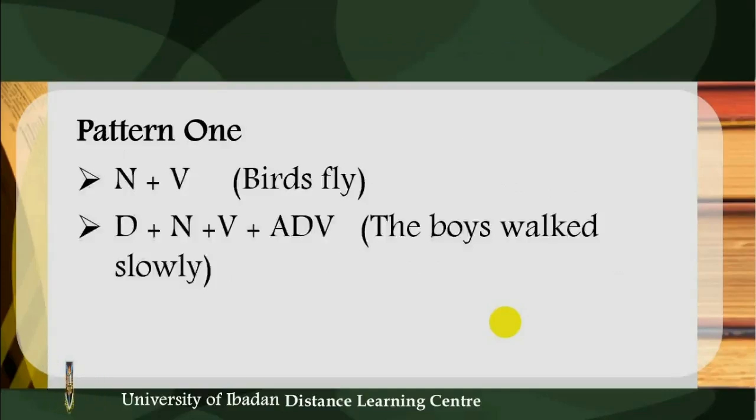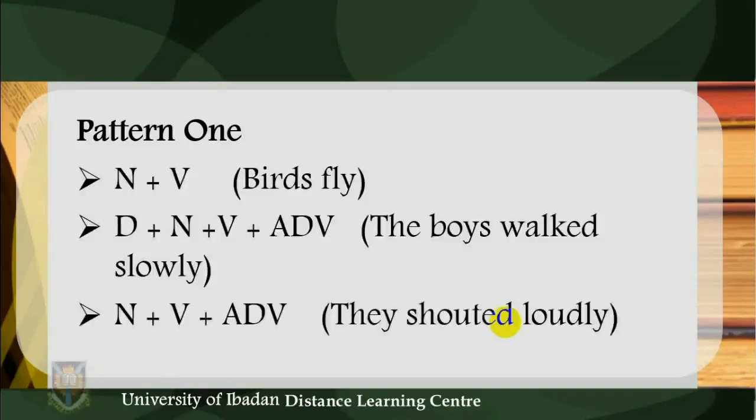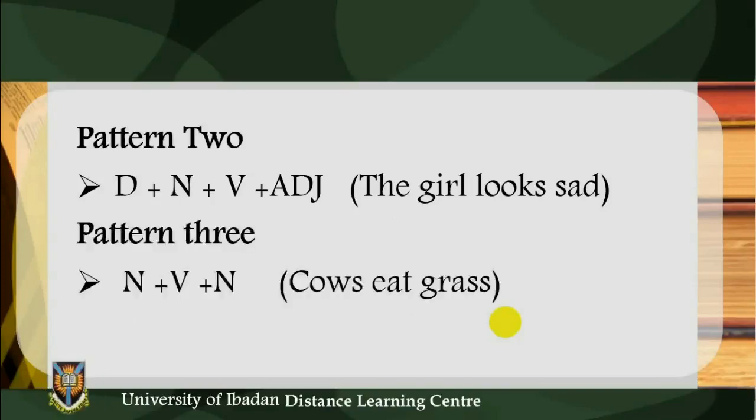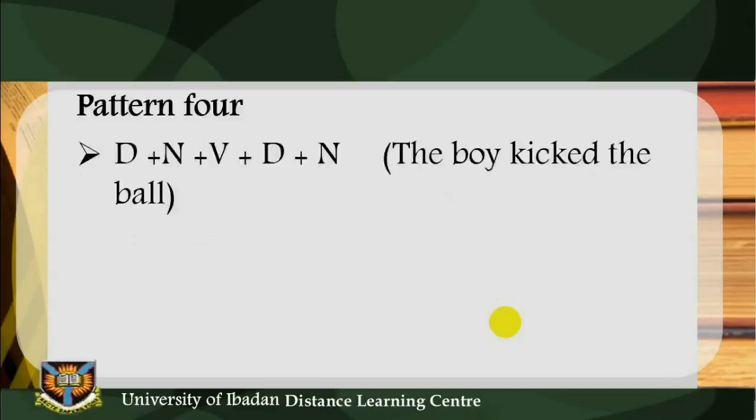Pattern 1. N plus V: Birds fly. D plus N plus V plus adverb: The boys walked slowly. N plus V plus adverb: They shouted loudly. Pattern 2. D plus N plus V plus adjective: The girl looks sad. Pattern 3. N plus V plus N: Cows eat grass. Pattern 4. D plus N plus V plus D plus N: The boy kicked the ball.